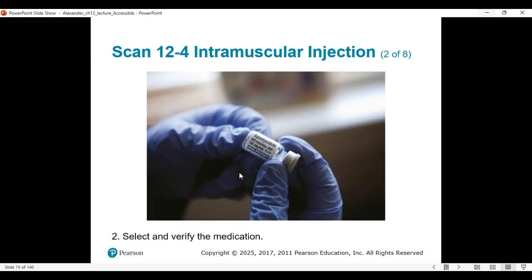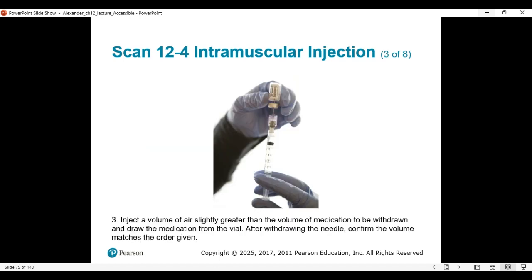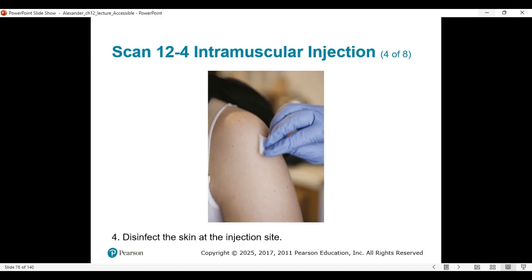Again, we're going to select and verify the medication is the right medication and it's not out of date or expired. We're going to inject the air like earlier, slightly more than what we're going to draw out, and then we're going to withdraw the medication into the syringe. We'll prep the site by disinfecting it with the alcohol prep.